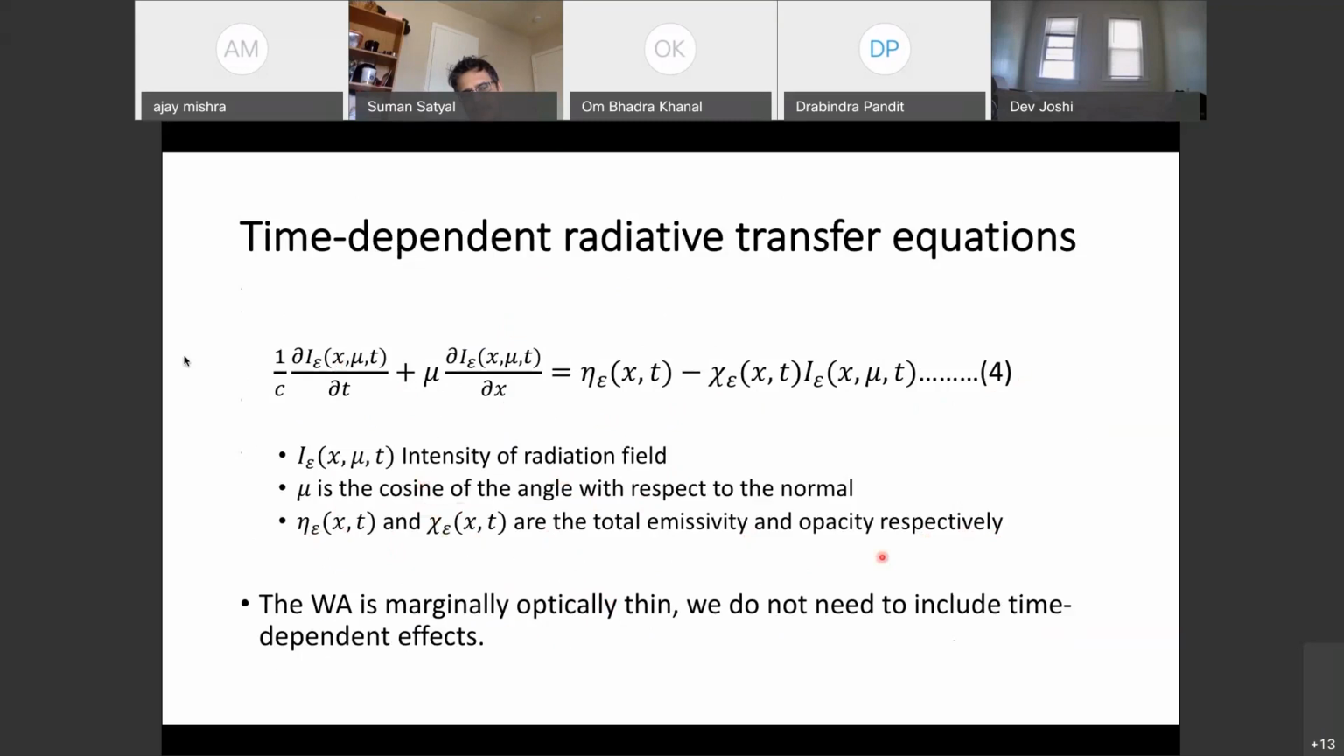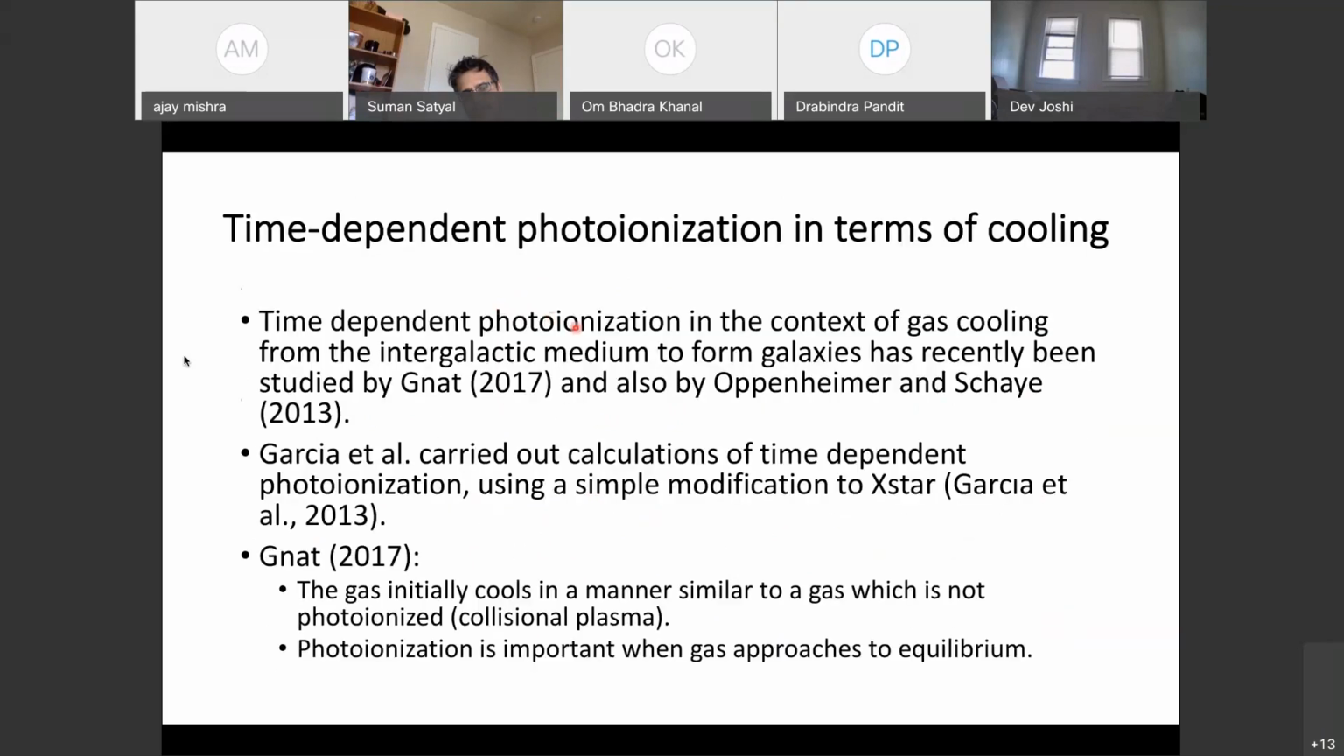Many scientists are working on time-dependent photoionization calculations. I would like to mention a few here. Garcia, Oppenheimer and others studied this problem in 2013. Worley-Nat studied time-dependent photoionization in the context of gas cooling from the intergalactic medium to form galaxies in 2007.